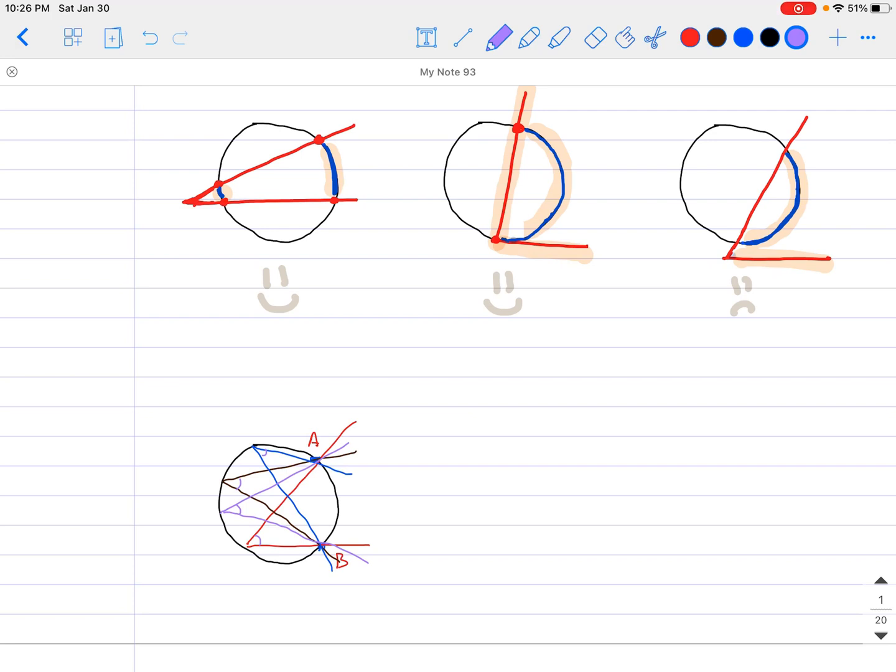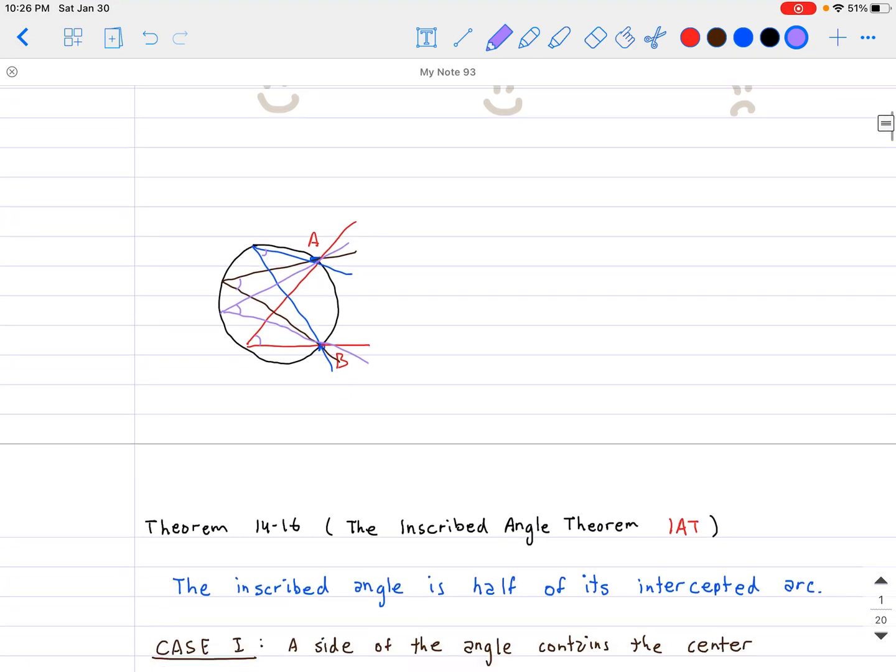And in addition to that, they have a specific size that corresponds to the size of the arc that is created by them. So that means that there is a relationship between the two. And the question is, well, what is that relationship? That goes into our theorem right here.